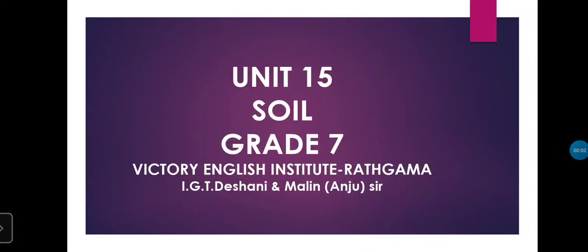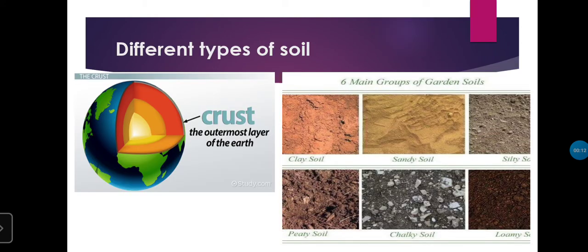Hello students. Today we are with a new lesson, that is unit 15 in your science textbook, that is soil. First we are going to discuss the subtopic of different types of soil. Here you can see two diagrams. The first one is the crust. It means soil, the topmost layer of the earth.